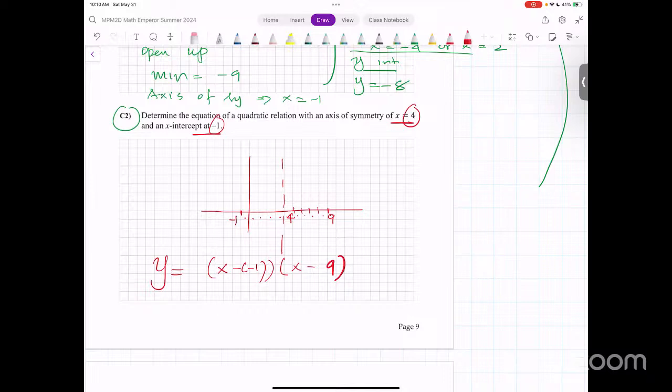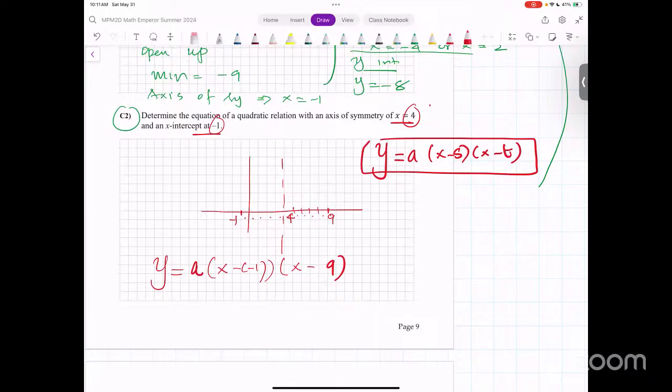So we need to find an a value. If you know the x-intercepts, any quadratic relation can be expressed in this form. It's called the factored form. The hidden message is, using this, they want you to find the other x-intercept. But we need to find the a value. How do I find the a value?